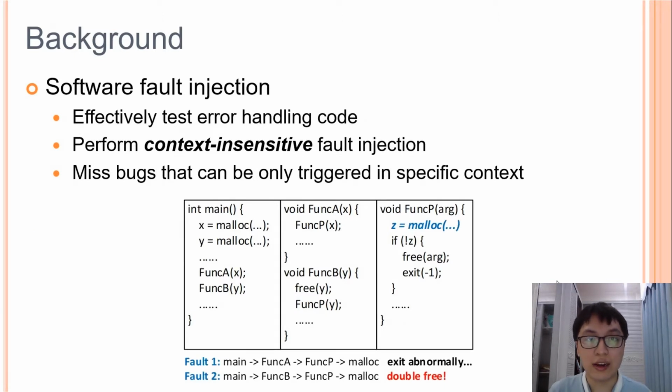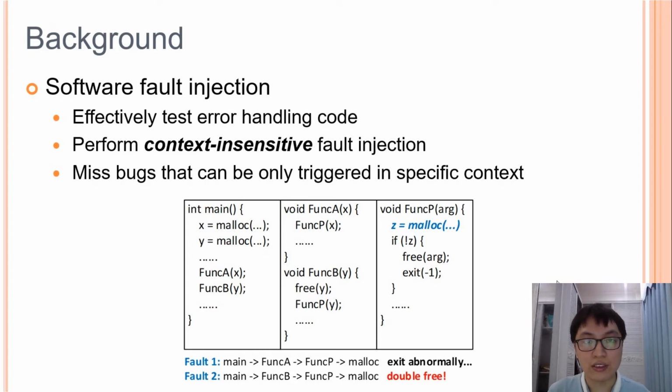In order to test error handling code, it is a good choice to use software fault injection, but the existing software fault injection approaches are generally context-insensitive, which may miss many bugs that can only be triggered in a specific context. The example is shown in the figure.